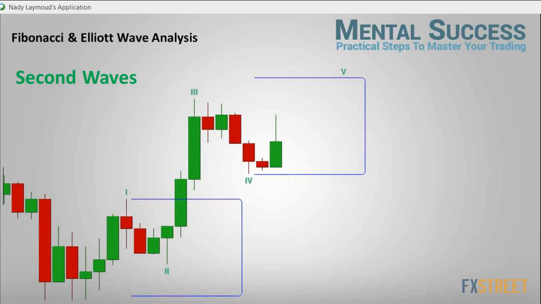Elliott states that fifth waves are likely to find resistance when it expands by 100% the length of the first wave. So if this first wave was 20 pips long, then we should expect a fifth wave to be roughly around 20 pips long as well. So to continue with our example, we should expect wave 5 to travel the same distance traveled by wave 1.